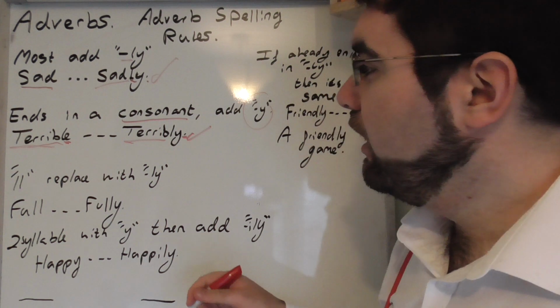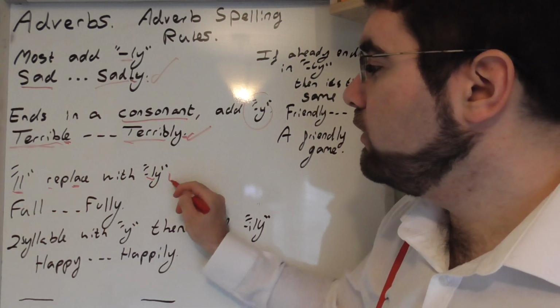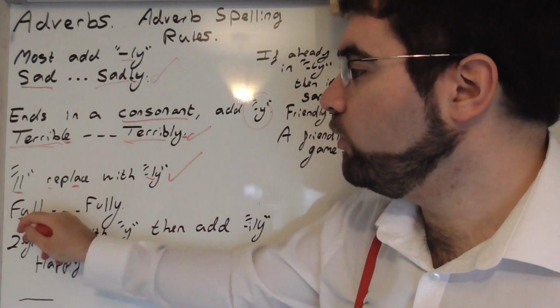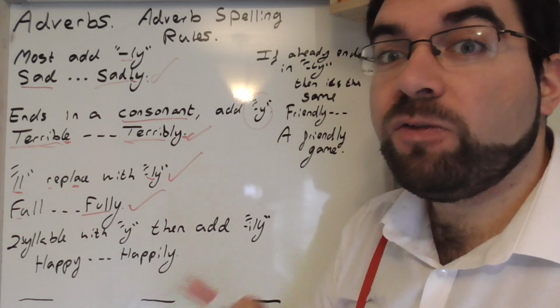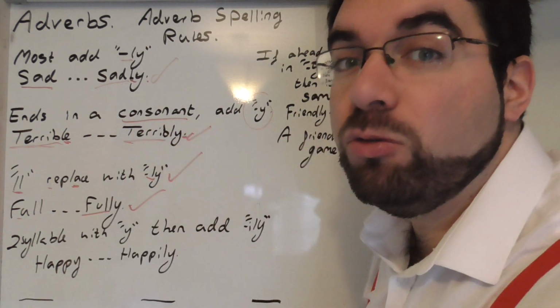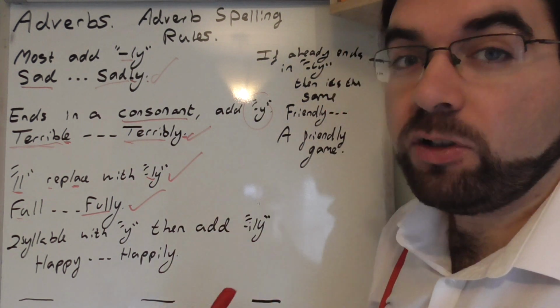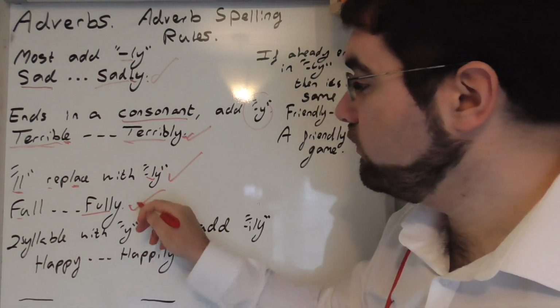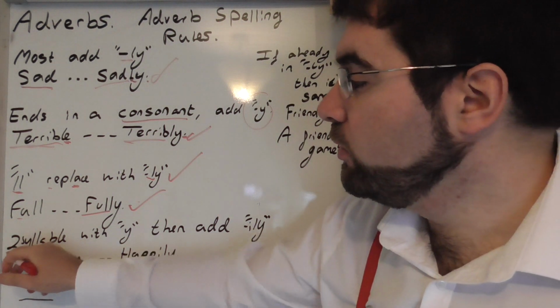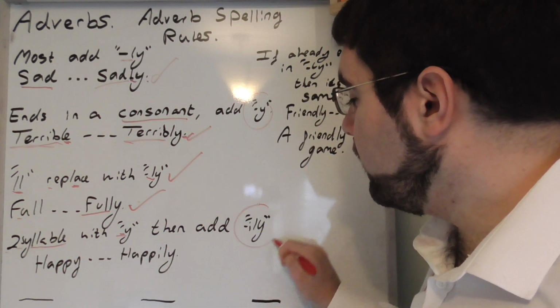And if it ends in an LL, then replace it with LY. Very nice. Fully. It was fully closed last night. He was fully clothed with all the gear on. Fully. LLY. Very nice. And if it's got two syllables and ends in a Y, then we add ILY.